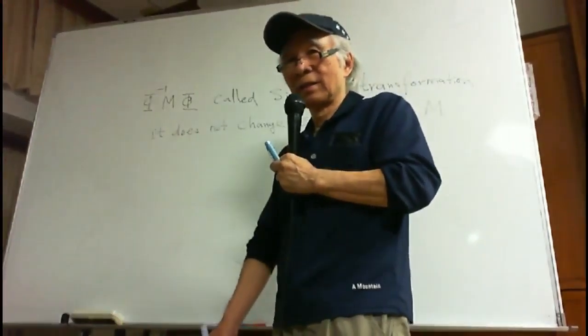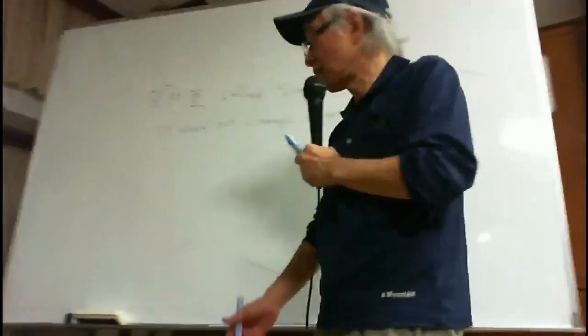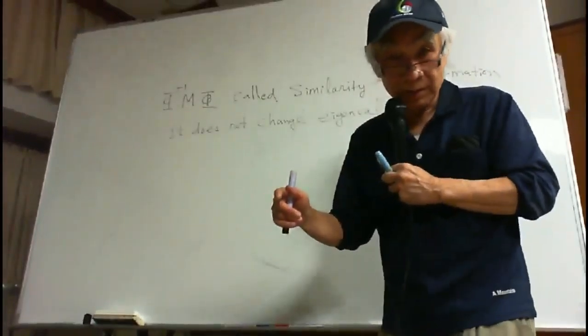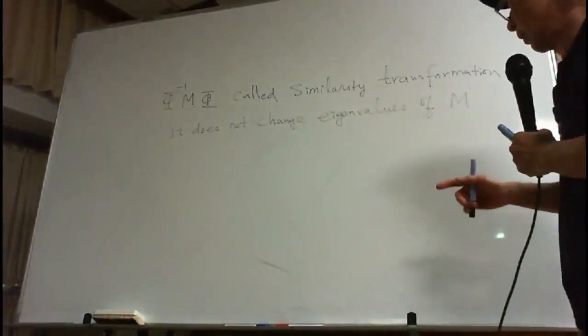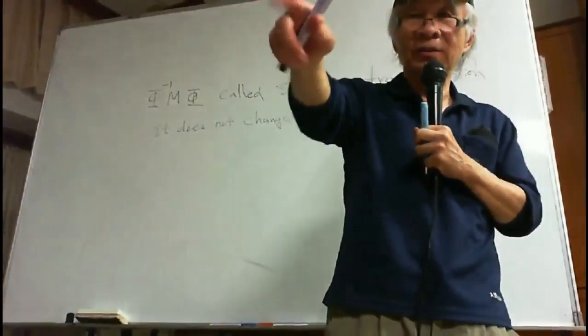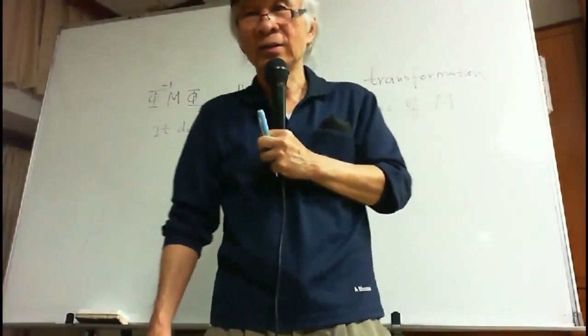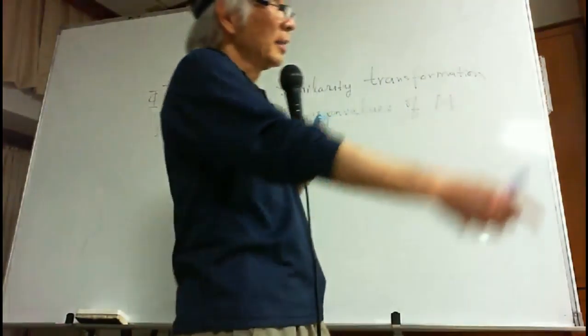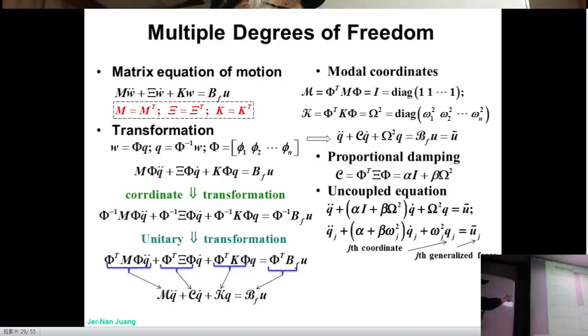All right. That we call similarity transformations. So the same thing. If you look back, you can switch back now. The similarity transformation for E, the similarity transformation for K, they don't change. They are not changing the eigenvalue of this E. They are not changing the eigenvalue of K.